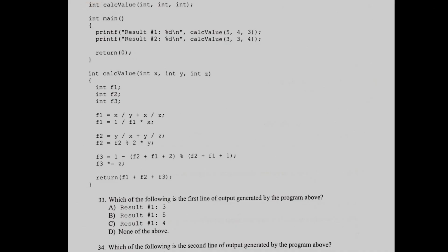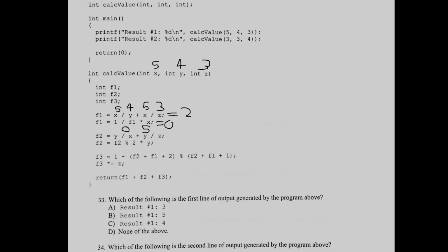result of that. So we just have to plug in 5, 4, and 3 to this calval function. So it says F1 is going to be 5 divided by 4 plus 5 divided by 3. Now this is integer division, so that's just going to be 1 plus 1, which is equal to 2. And then it's setting F1 to 1 divided by 2, which is 0, because again it's integer division, times x, which is 5, but 0 times 5 is equal to 0.